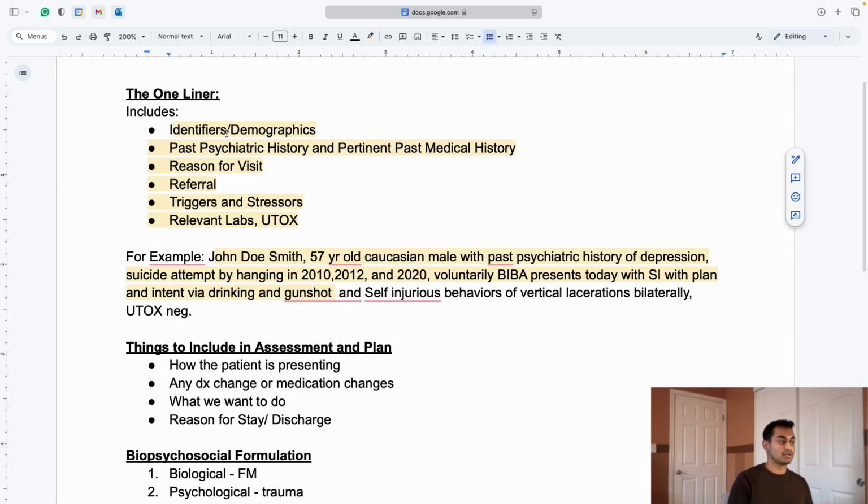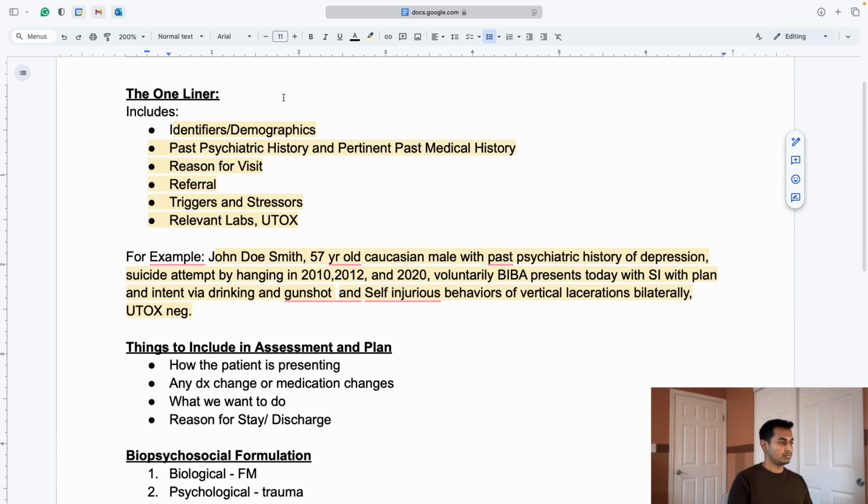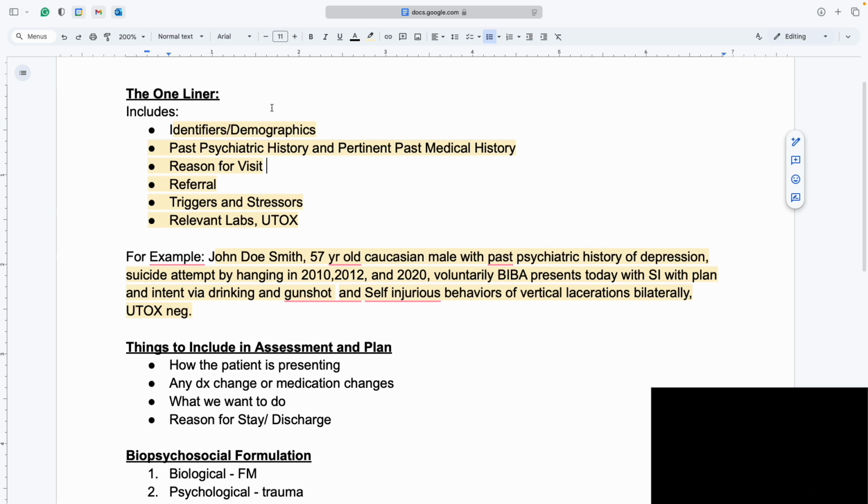I can also include how. I think you said it via drinking and gunshot, and self-injurious behaviors of vertical lacerations bilaterally. UTOX negative, but blood alcohol level was X. That is our one-liner.